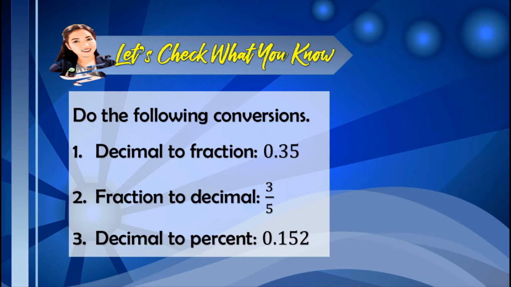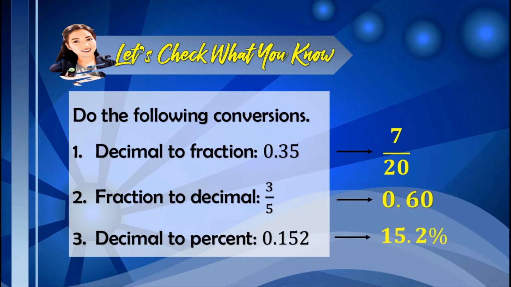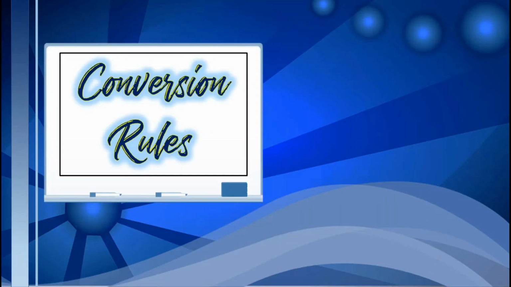Item number 1, we have decimal to fraction. 35 hundredths is equivalent to 7/20. Item number 2, fraction to decimal. So we have 3/5 is equal to 60 hundredths. And decimal to percent, we have 152 thousandths. The answer is 15.2%. Were you able to answer all of this? If yes, great job.